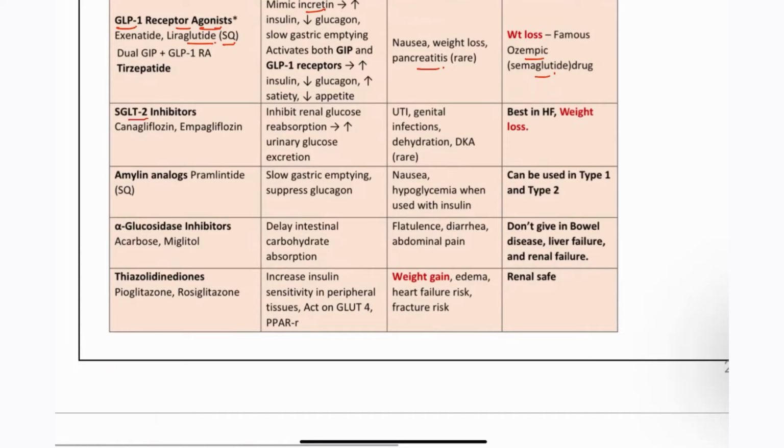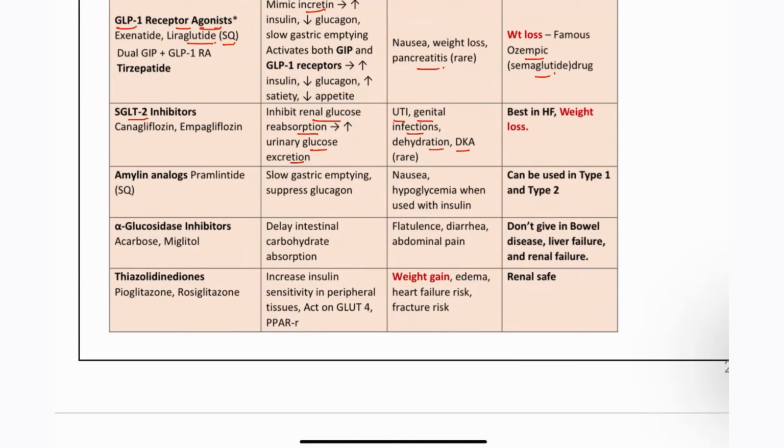SGLT2 drugs. These act on renal glucose reabsorption, and they are going to cause glucose excretion. And common side effects: genital infection, vaginal infection, urinary tract infection, dehydration, and sometimes if there is more and more dehydration, that can cause DKA also.